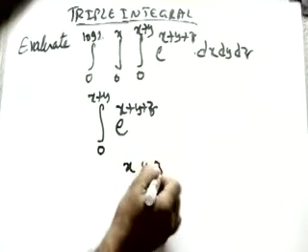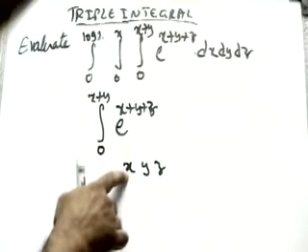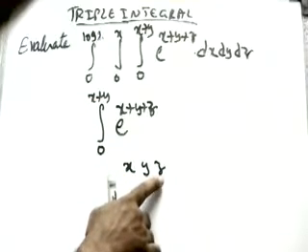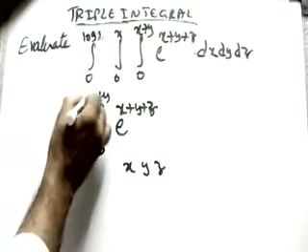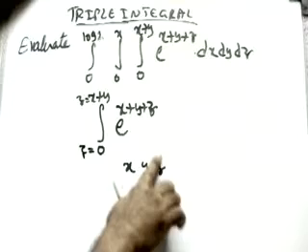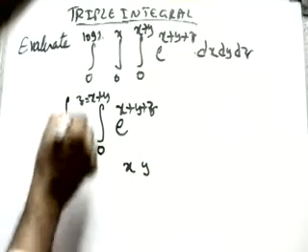Now see here. Actually, you are having three variables x, y, z. Here, x and y are there, which means that this is the limit of z. So you have to write z here. Z equals 0 to z equals x plus y. So z is already over. Now left are x and y.